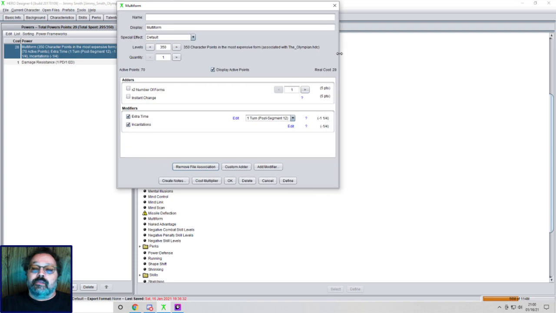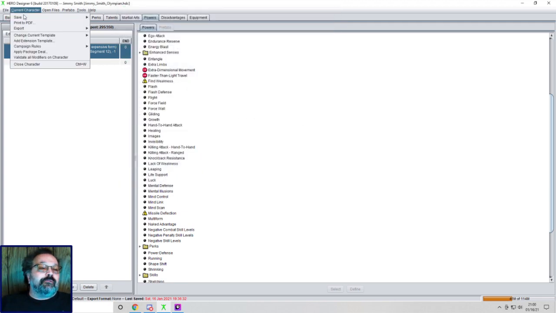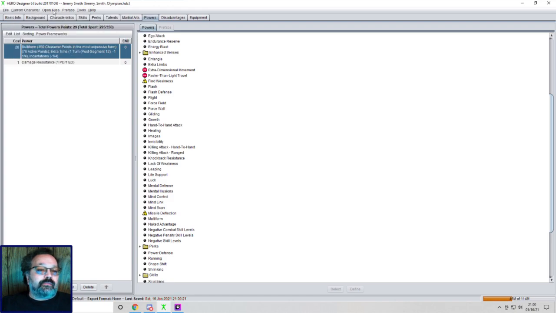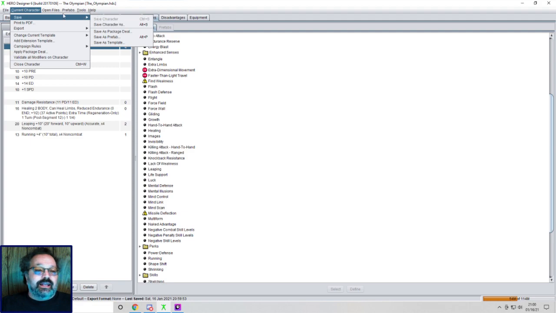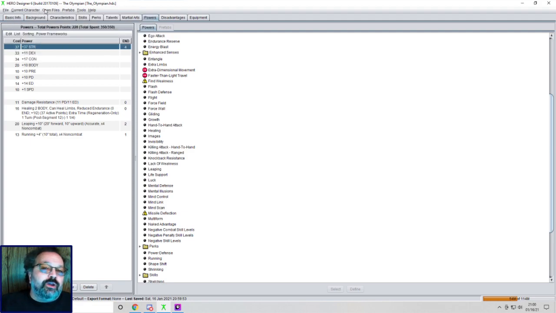Bam. And so now I know when I print this character off that I need to go call up the Olympian and print him off too. And so that's how multiform works. And the bottom line is it is again the power you use when you have a character that has 2 or more distinct forms from each other. Again, I will point out how distinct they can be.